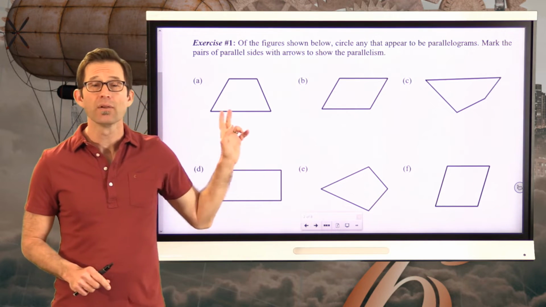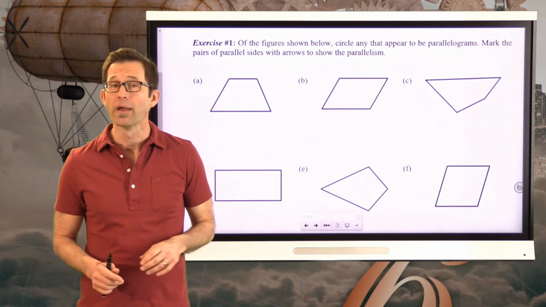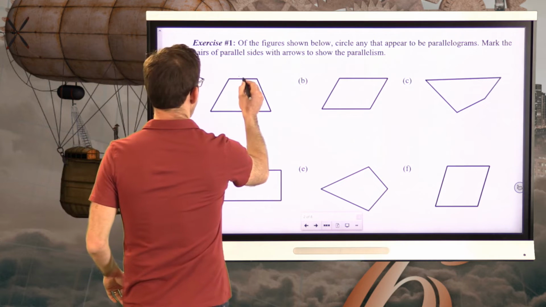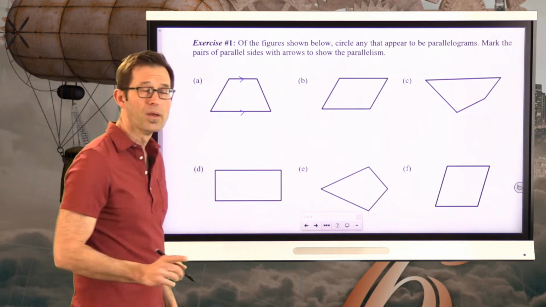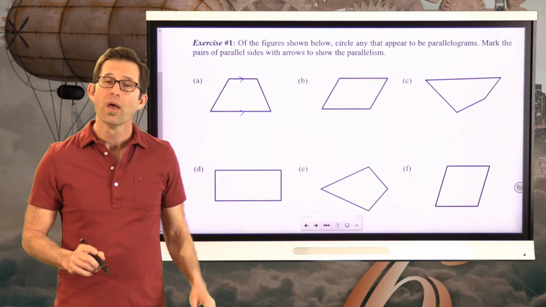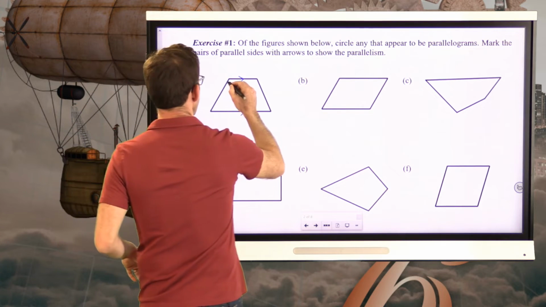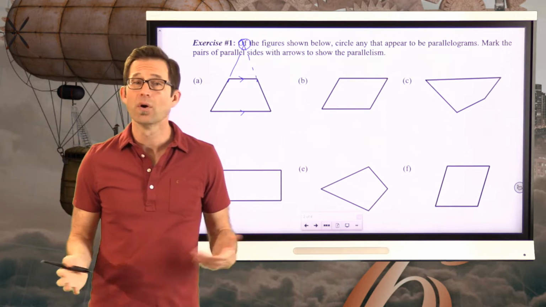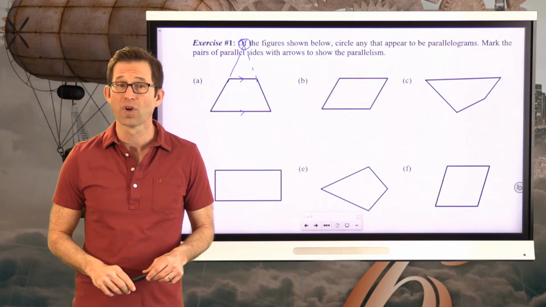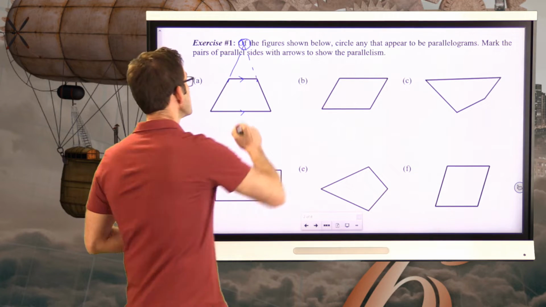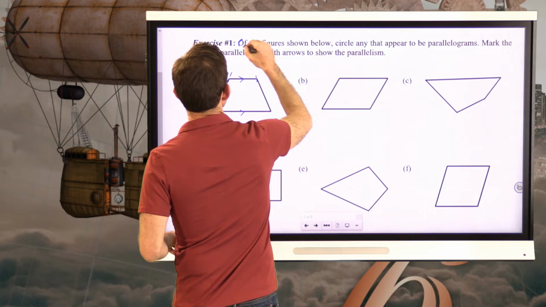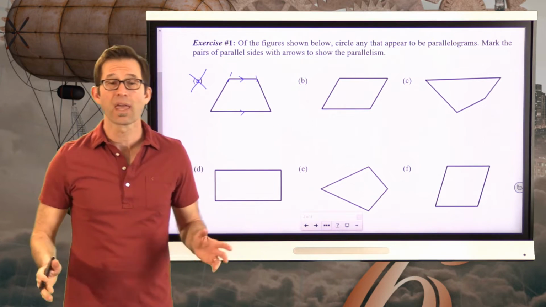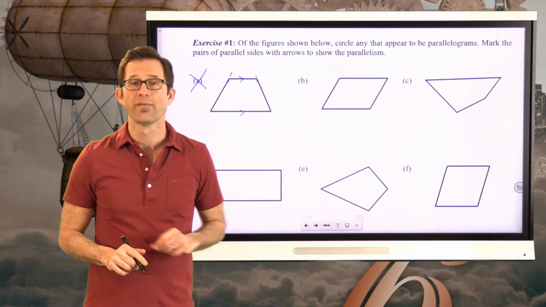Anyway, let's take a look at the first figure in letter A. One thing that we hopefully are able to tell in figure A is that this side is parallel to this side. So that's one pair of parallel sides. The problem is the other pair would eventually intersect somewhere up there, and so that's not parallel. Those two sides aren't parallel. Because this doesn't have two pairs of parallel sides, we cannot say that this is a parallelogram. We just can't.